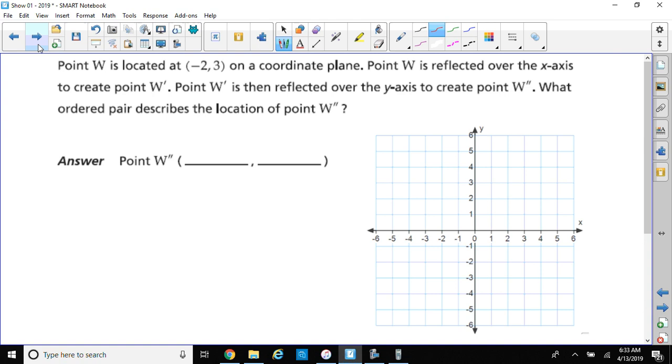So let's look at our last question for today. Point W is located at negative 2, 3 on the coordinate plane. There's our coordinate plane down there. And negative 2, 3, let's find that first. Negative 2, 3 is right here. Somebody said you have to crawl on the x-axis before you stand up on the y-axis and walk. So there is point W. All right, let's put a W there.